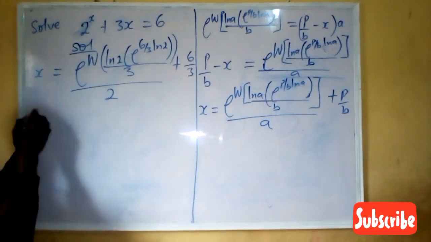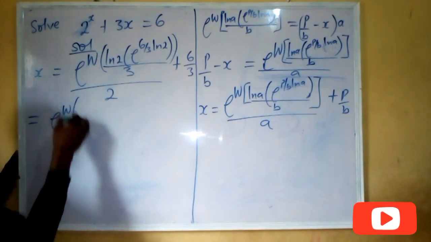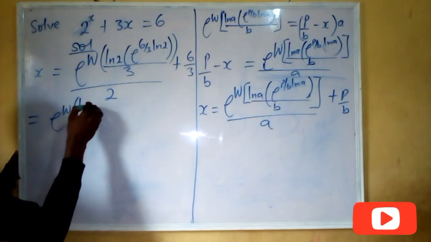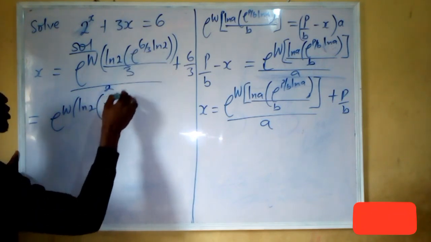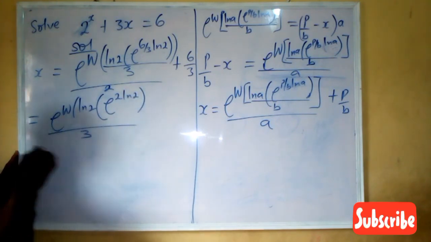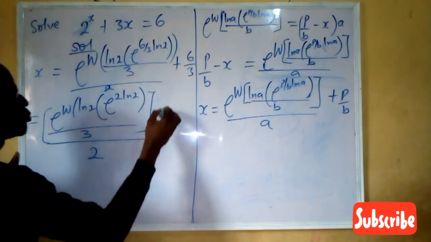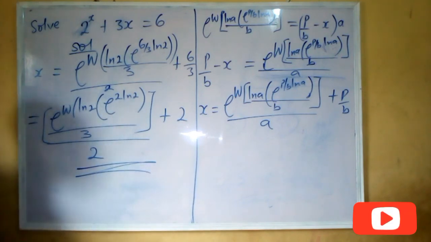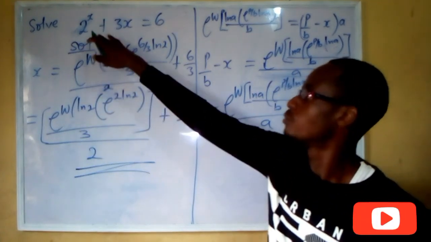So definitely I'm going to have this, which is going to be e raised to power the W function of ln 2 into e raised to power 2 ln 2, all over 3, don't forget all over ln 2, plus 2. So inputting all this into Wolfram Alpha will get your answer straight away for x. So this should be the value for x for this particular equation.